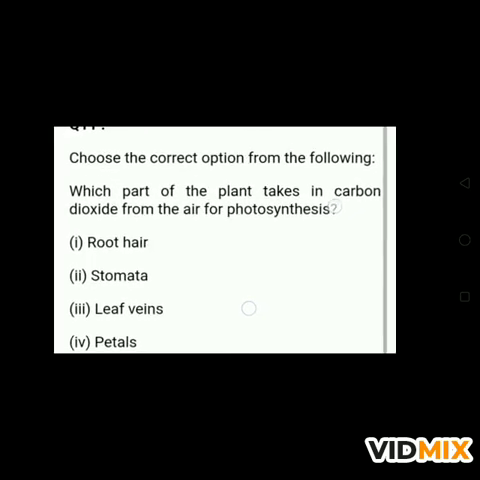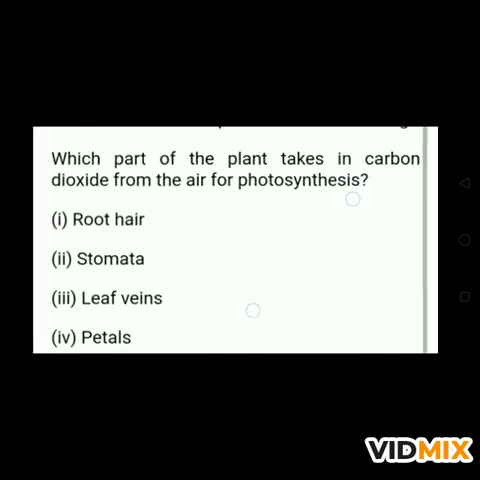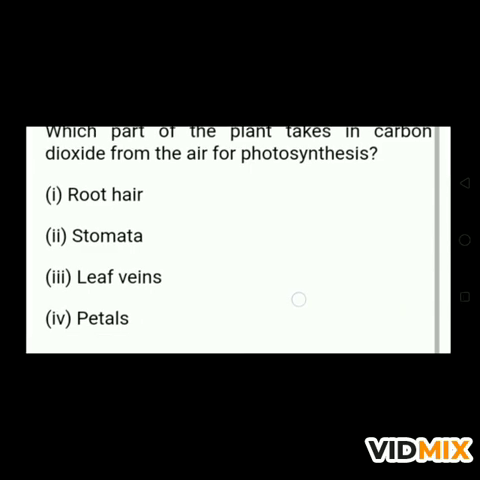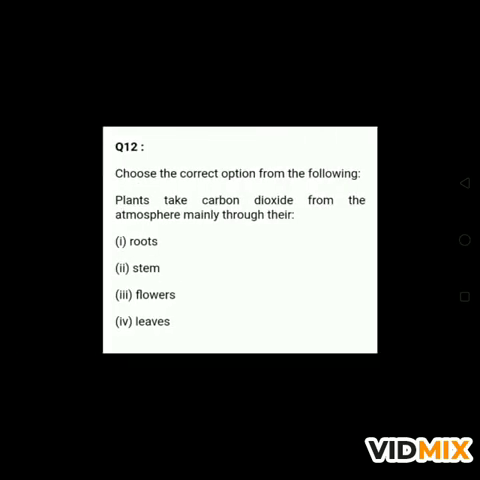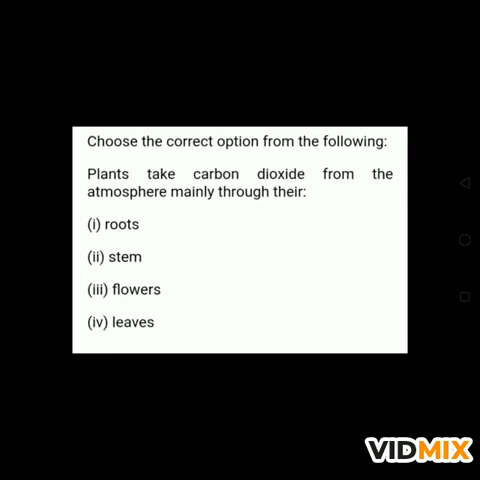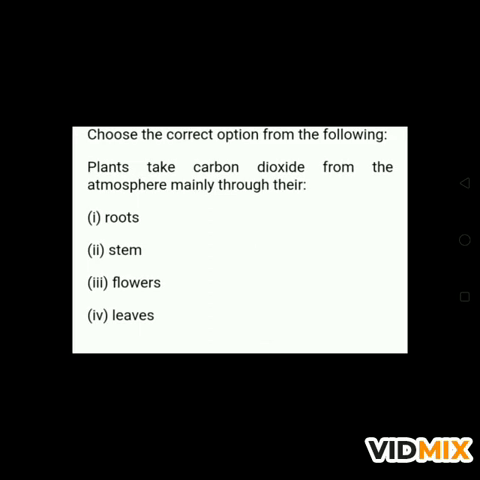Moving on to question number 11, choose the correct option from the following. Which part of the plant takes in carbon dioxide from the air for photosynthesis? First one is root hair, second stomata, third leaf veins, fourth petals. So the answer is the second one, that is stomata. Now moving on to question number 12, choose the correct option from the following. Plants take carbon dioxide from the atmosphere mainly through their, first option roots, second stem, third flowers and fourth leaves. So the answer of this question is leaves.